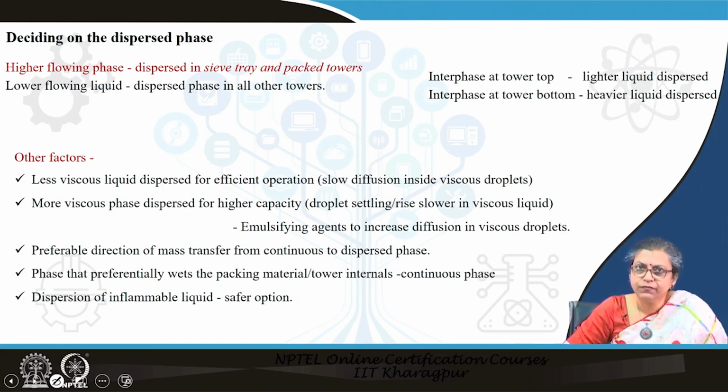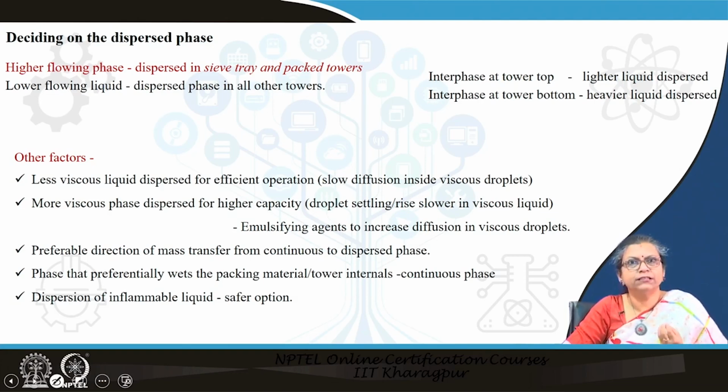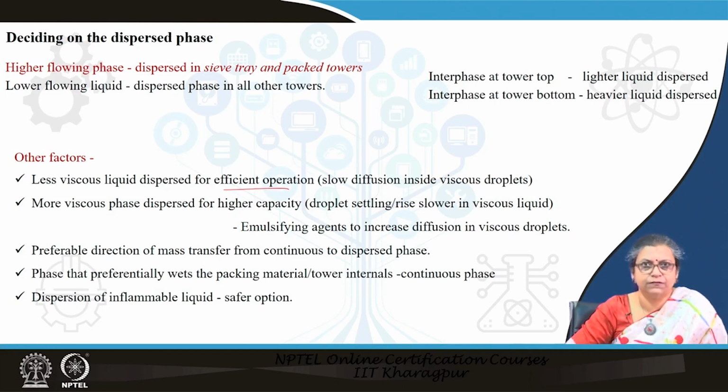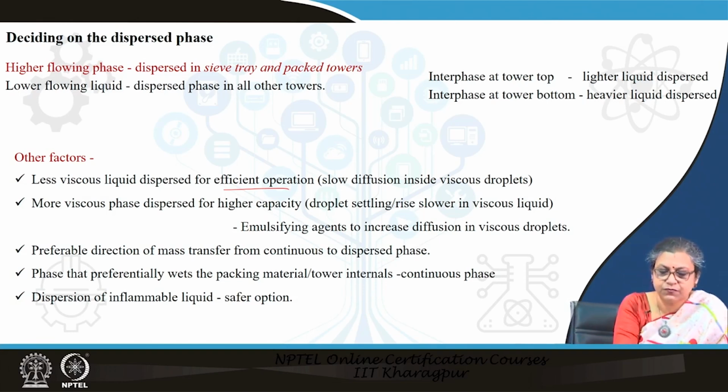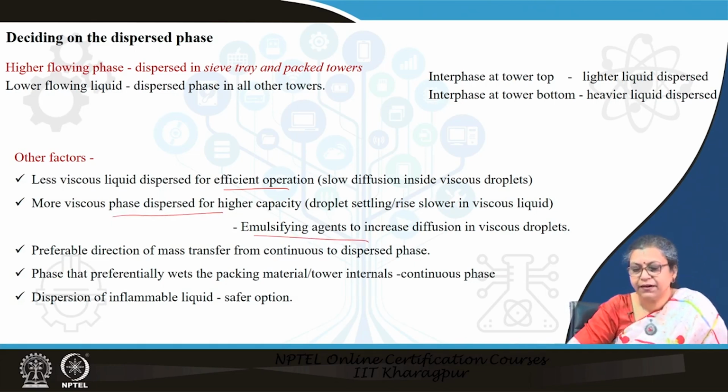On the contrary, if the less viscous liquid is dispersed, quite naturally the diffusion rate through a lower viscosity droplet will be higher. So under this condition we will have enhanced mass transfer, which will result in an efficient operation. So there has to be a compromise between the two. Normally, we have the more viscous phase dispersed, and emulsifying agents are added to increase the diffusion in the viscous droplets in order to give a higher mass transfer rate. Again, we have to keep in mind that we do not want a very fine dispersion. So emulsifying agents also have to be used with some care.